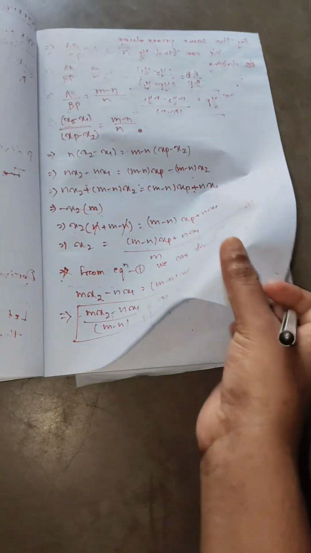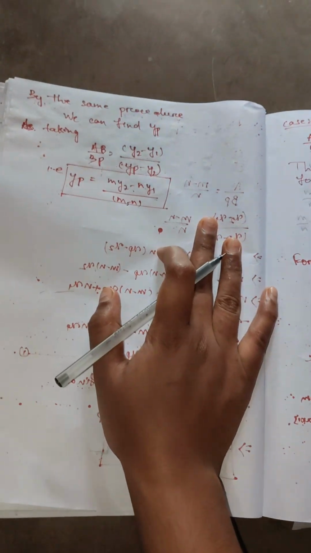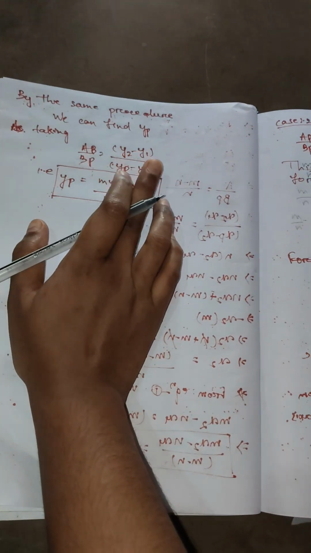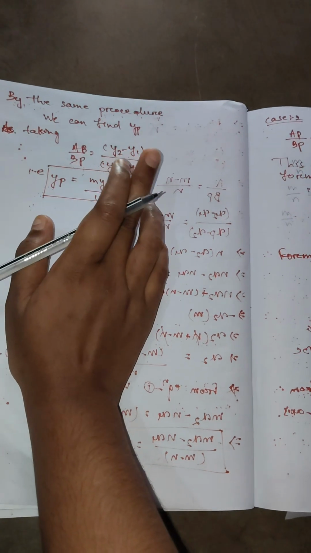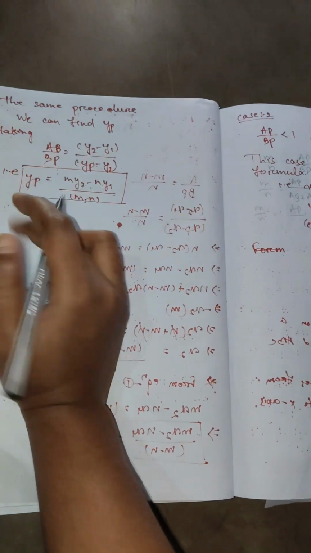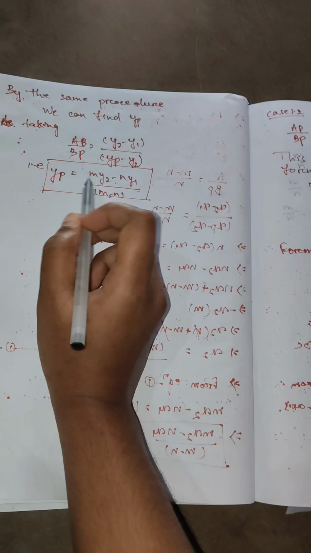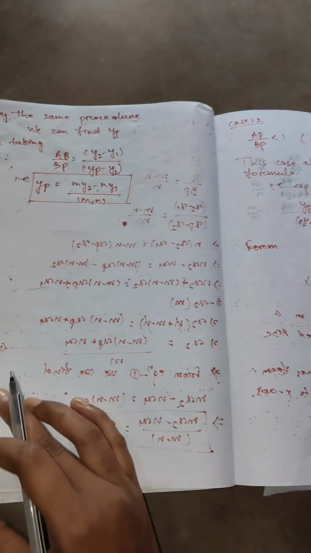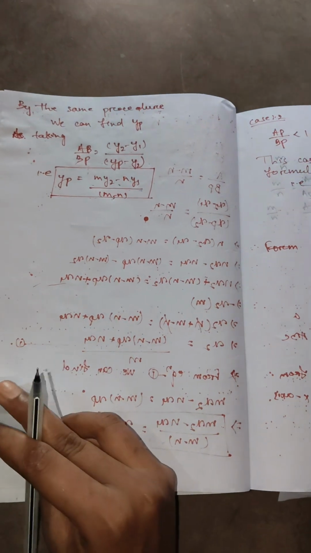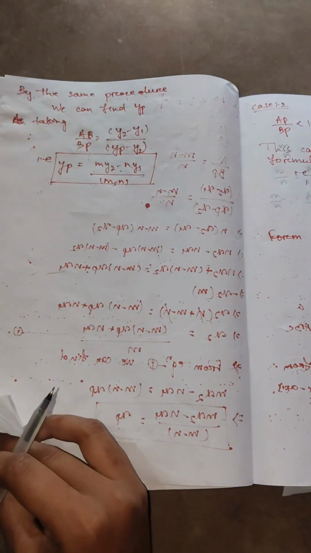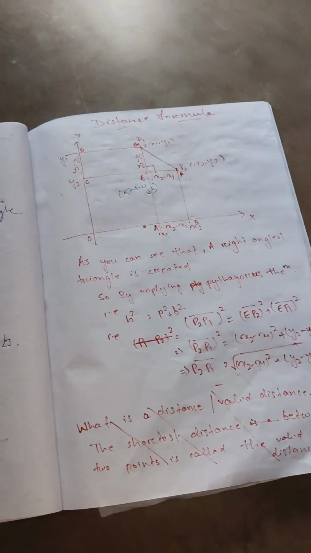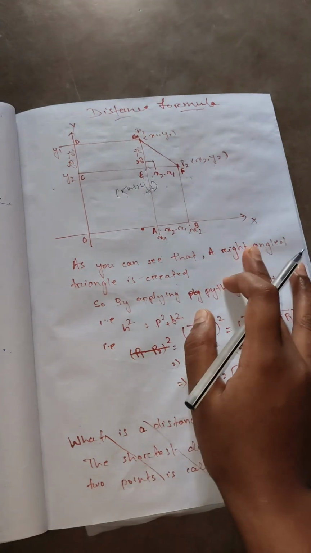Now, following a similar procedure, we can find yp. Taking AB divided by BP is equal to (y2 minus y1) divided by (yp minus y2), which will give the formula yp is equal to (my2 minus ny1) divided by (m minus n), which is the y coordinate for the point P. Using this formula, we can find the coordinate of P that divides the line AB externally.